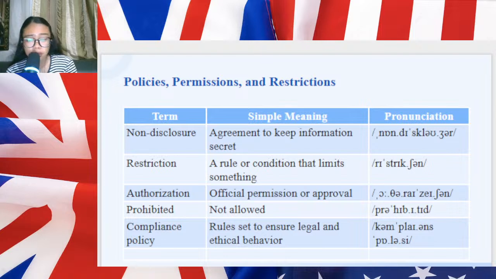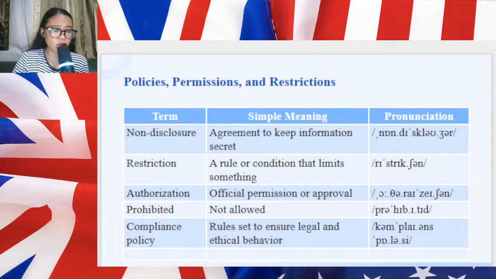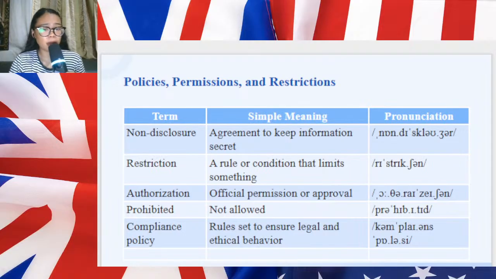Restriction. This is a rule or condition that limits something. So it's a limitation that is imposed to control, to limit, or regulate an action. Restrictions are put in place for various reasons, which include legal compliance, security protocols, internal policies, and contractual obligations because they define the boundaries of what is permitted and what is not.